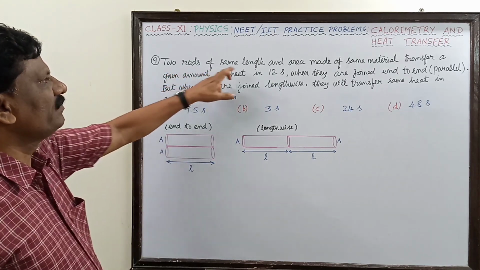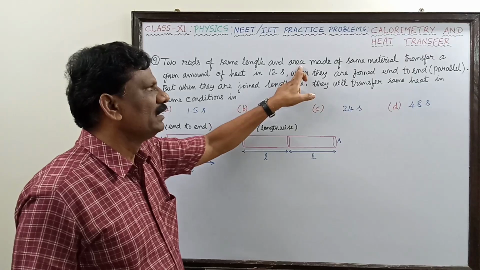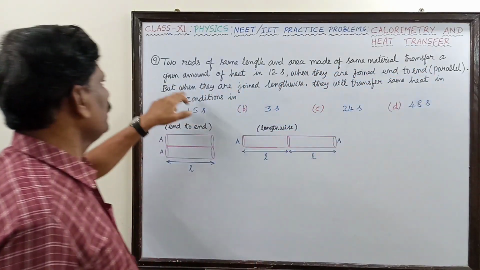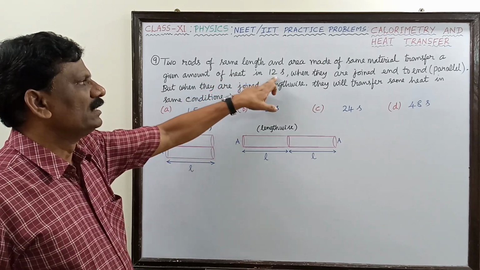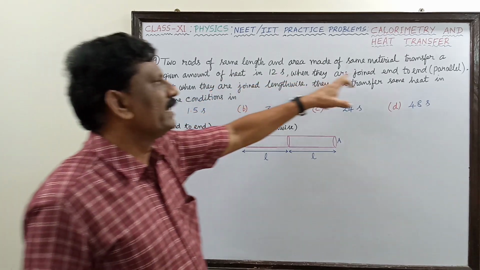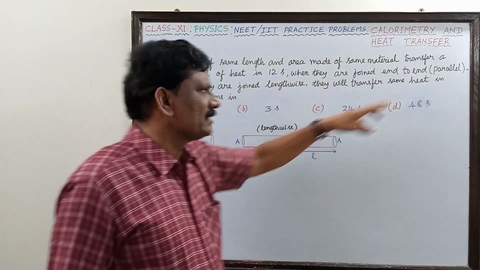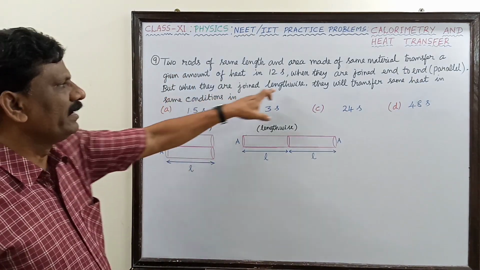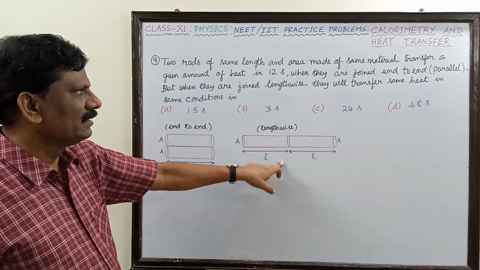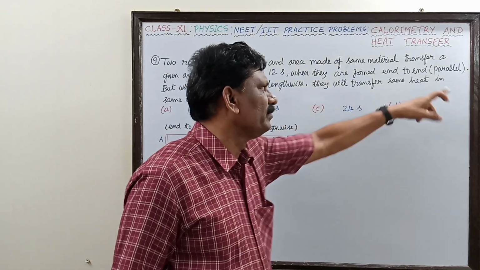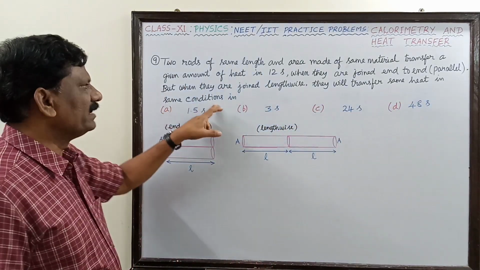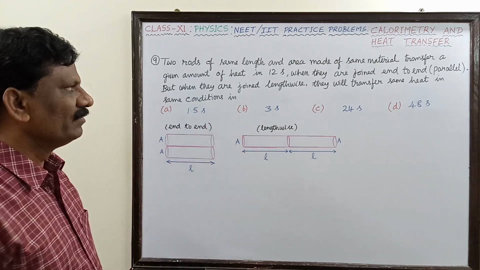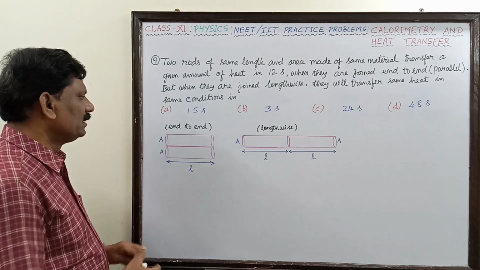Two rods of same length and area made of same material transfer a given amount of heat in 12 seconds when they are joined end to end, that is parallel, like this. But when they are joined lengthwise like this, they will transfer the same heat in same conditions in how many seconds we have to find out. It's a very simple numerical problem.